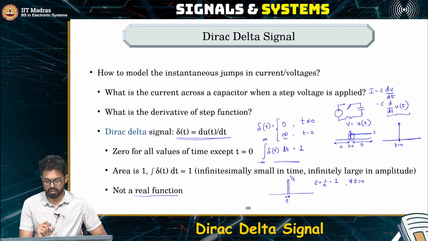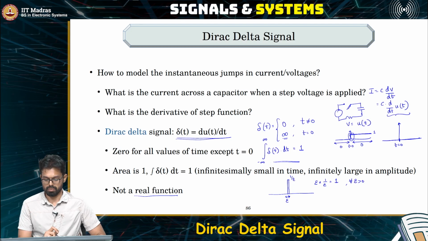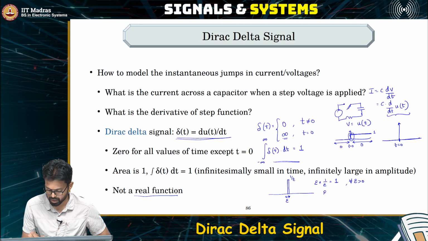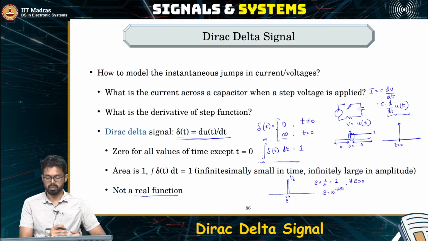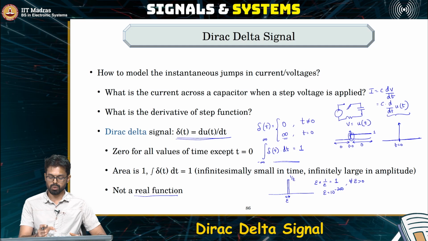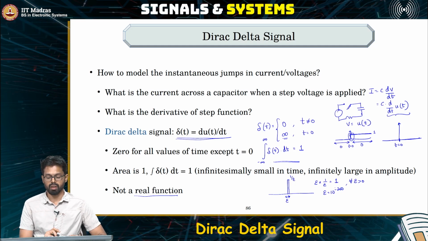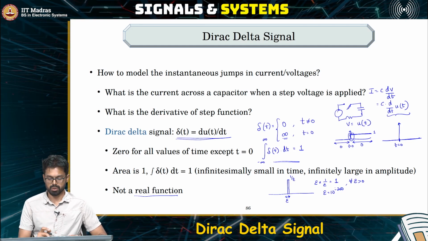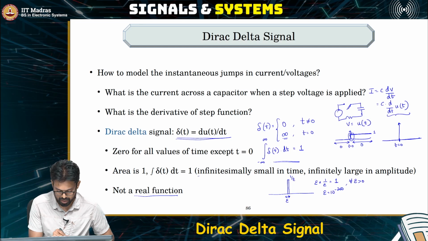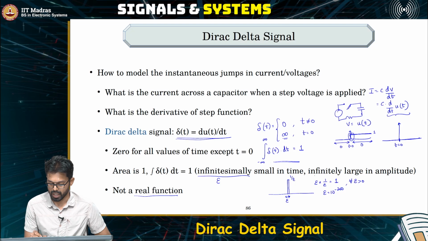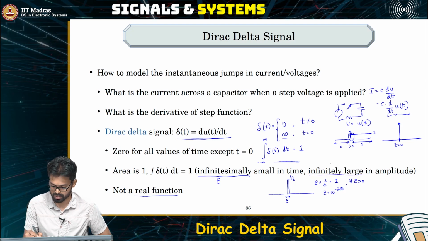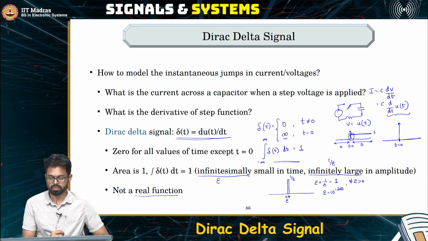But I can make this epsilon arbitrarily small, meaning this epsilon can be like 10 to the power minus 200, which means the magnitude or the amplitude of this function will go really, really large. So that is what we are saying. In an infinitesimally small time, that is epsilon, the amplitude is infinitely large, that is 1 by epsilon.